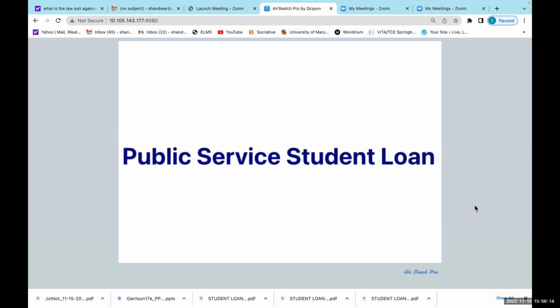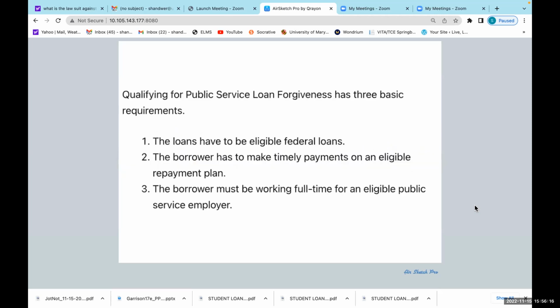All right, here we go to cancellation, public student loan forgiveness. In case you didn't know too much about the PSLF program, here's a basic rundown of what's eligible. The loans have to be certain types of federal loans, and you have to make timely payments, which is why the freeze was so important, because all those non-payment months count towards the clock of making the payments. You must be working for an eligible public service employer.